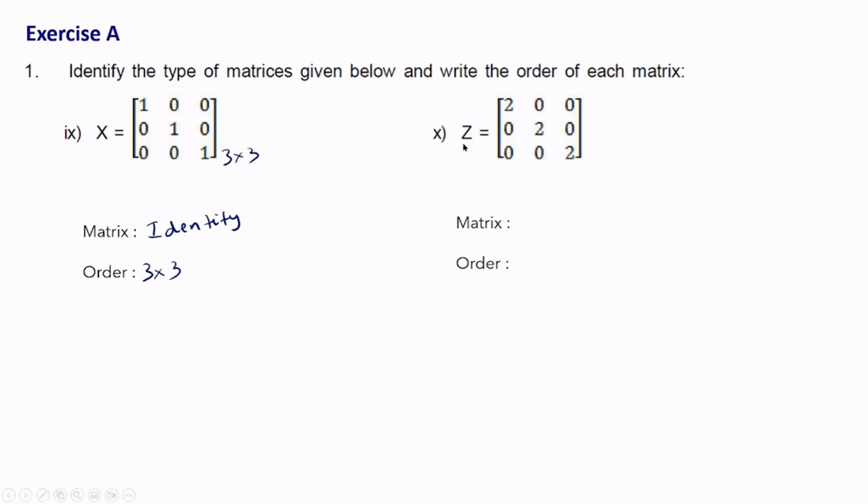And the next matrix is equal to 2, 0, 0, 0, 2, 0, 0, 0, 2. Here we can see that the diagonal elements are equal. If the diagonal elements are the same, and it is a square matrix, when all the other entries are 0, then such a matrix is called a scalar matrix. So this is a scalar matrix of order 3 by 3.